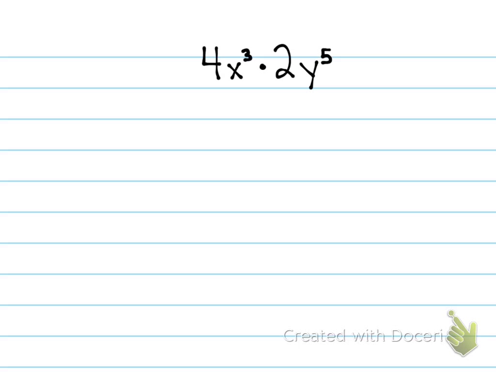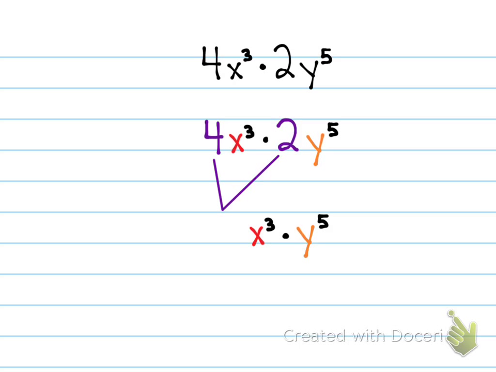Well, here I've got 4x cubed times 2y to the 5th, and when I do some color coding here, I see that I have 4 times 2 that I'm going to do. I've got an x cubed, and I've got a y to the 5th. So my x cubed and my y to the 5th are not going to be combined with anything. So I'm just going to rewrite those down at the bottom. I know I don't have to deal with them. And then now I have 4 times 2, which is 8. And I'm going to rewrite my answer without the multiplication dots because I really think this looks a lot nicer.